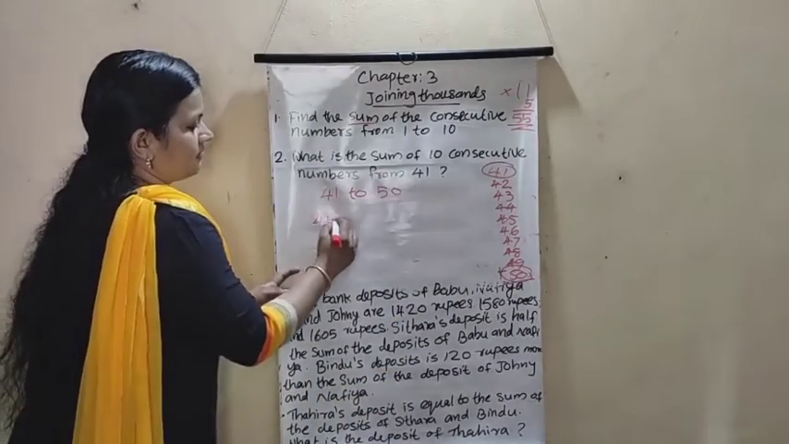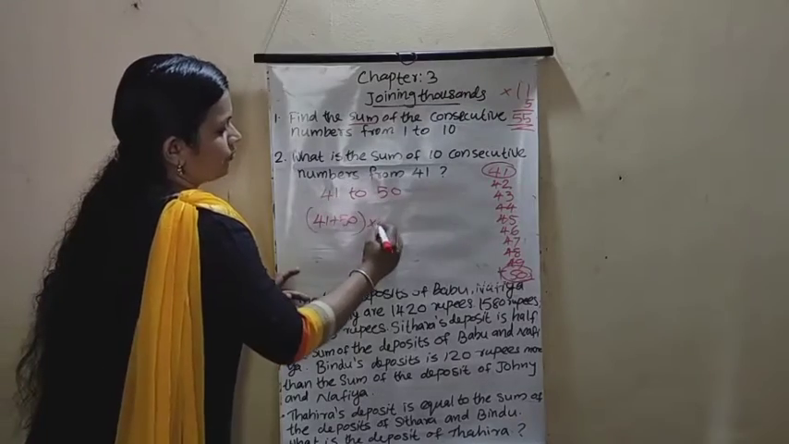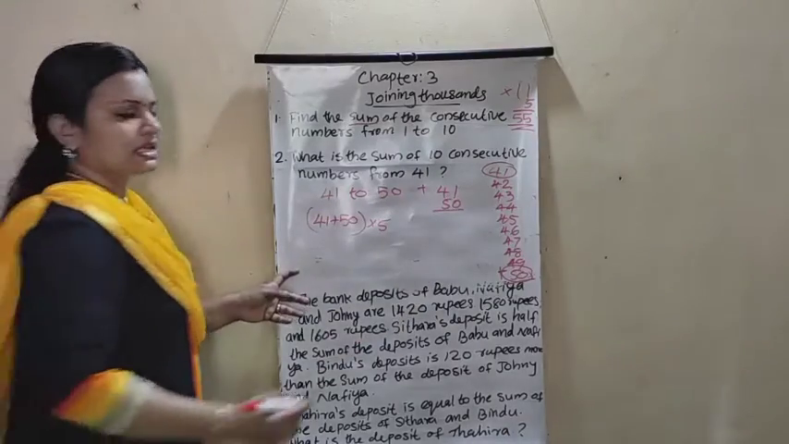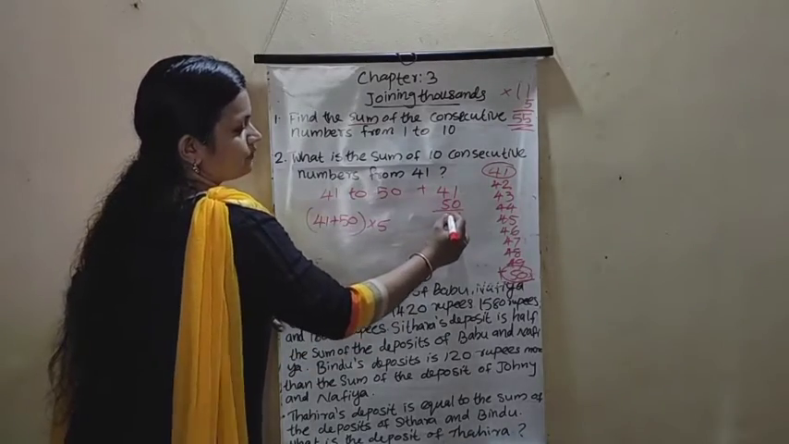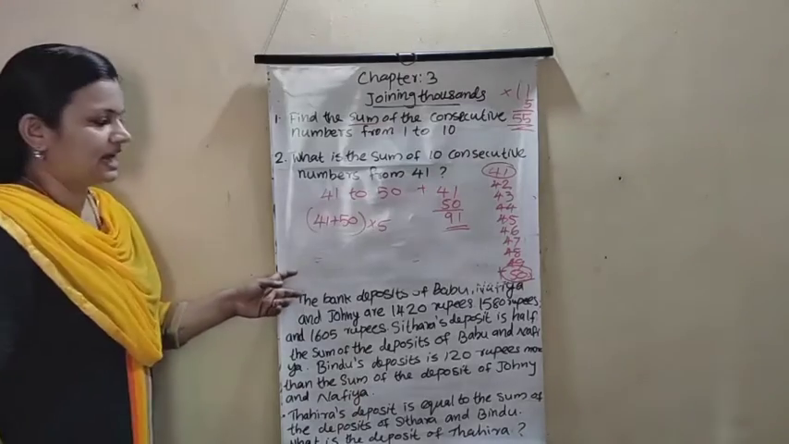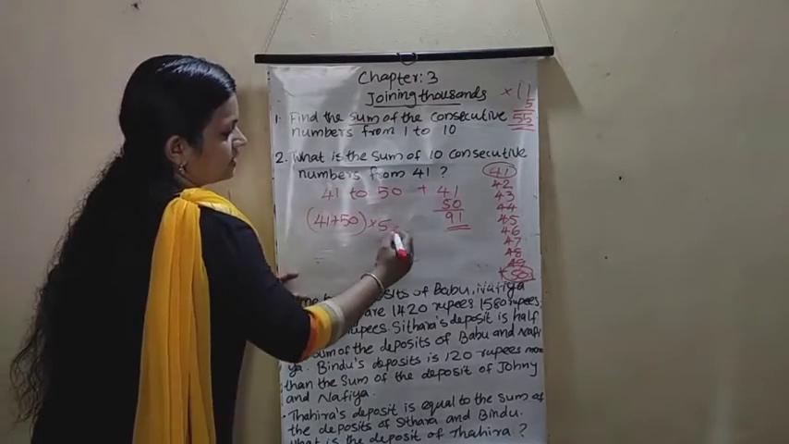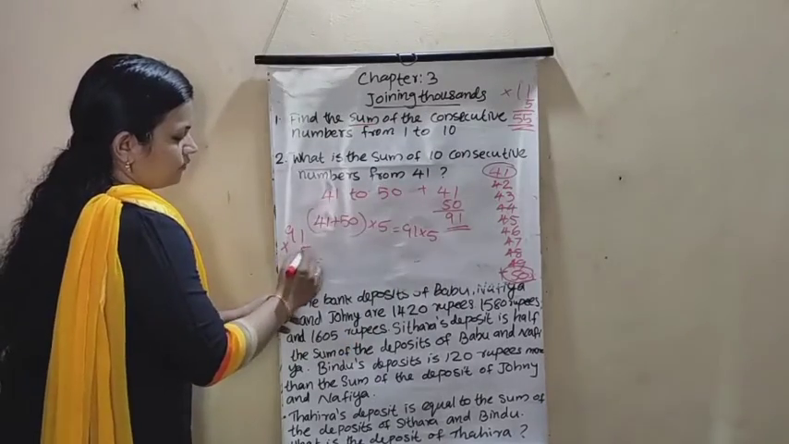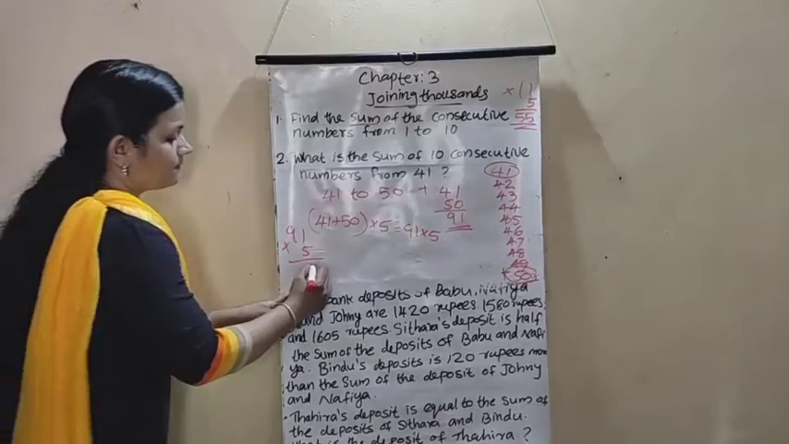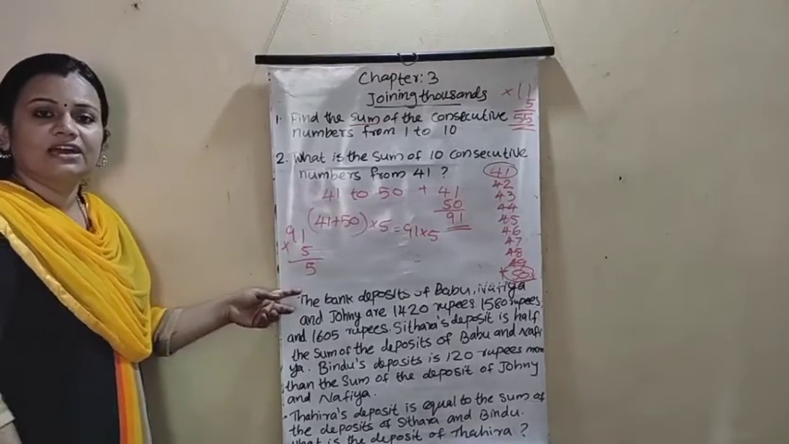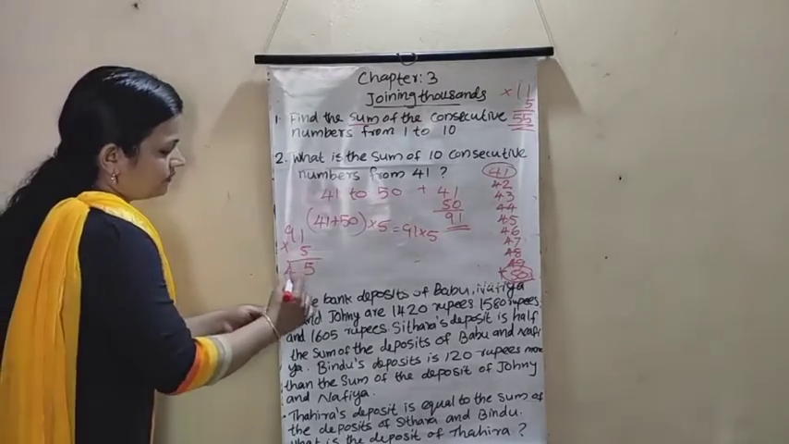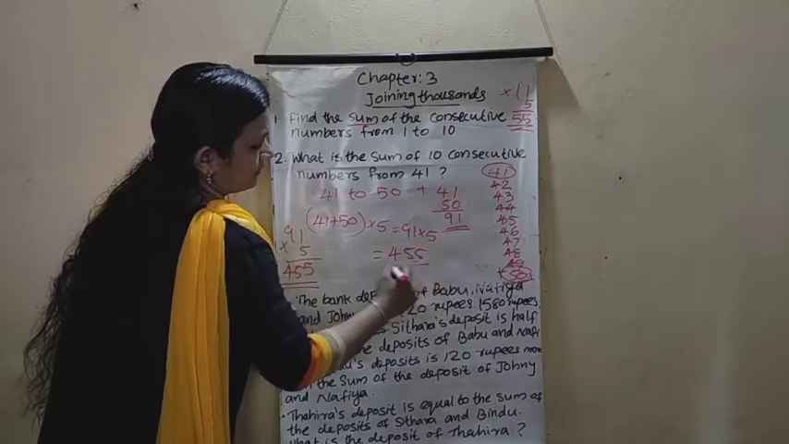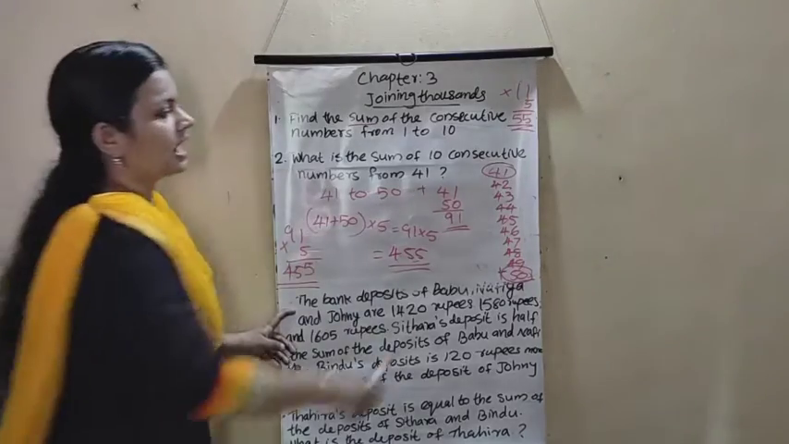So we write 41 plus 50 into 5. 41 plus 50, what is the answer? 1 plus 0 is 1. 5 plus 4 is 9. The answer is 91. So 91 into 5. We are doing 91 into 5. 5 ones are 5. 9 5s are what? 5 nines are 45. And we will get the answer, 455. You take your rough book and do this.